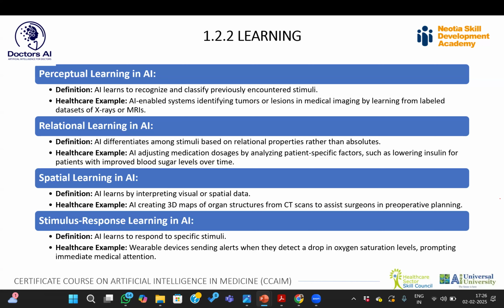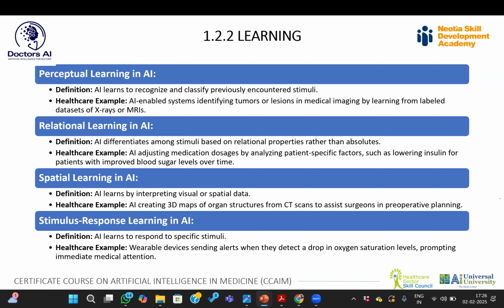The next is spatial learning, and spatial learning is very important, which is going to be used even in augmented reality and virtual reality. So an example of that is AI creating 3D maps of organ structures from CT scans to assist the surgeons in preoperative planning. This is something which will be the next thing that you will be seeing over the years.